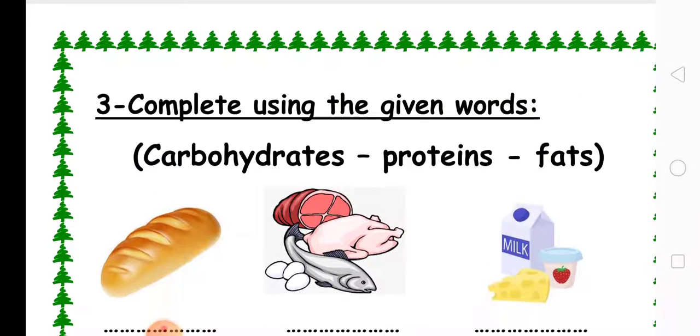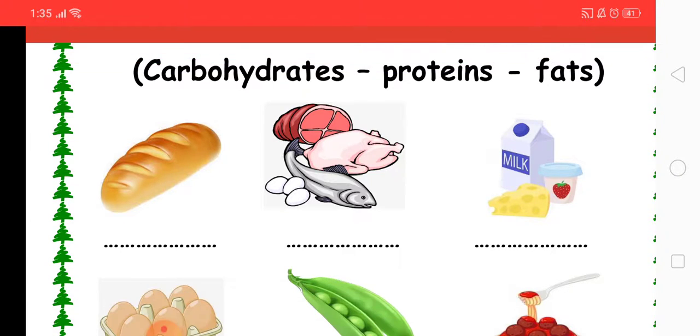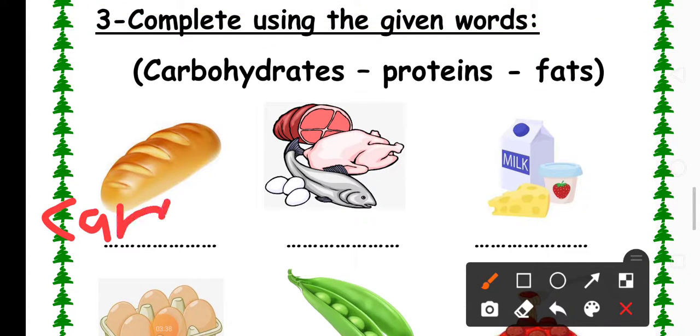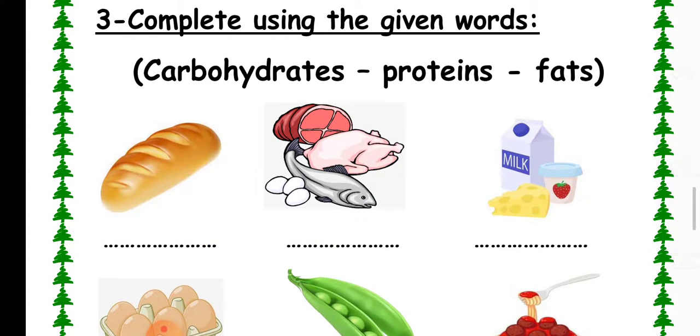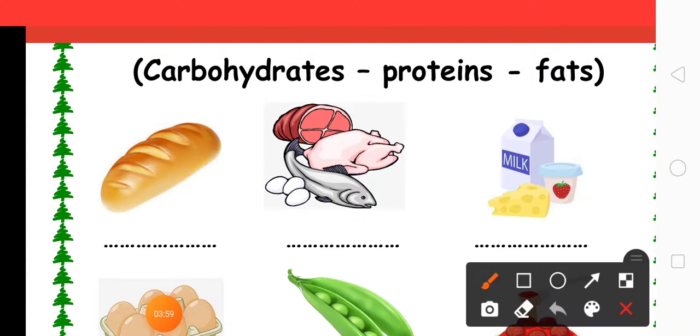Okay, turn the page. Now we will complete by using the given words. We will write carbohydrates, protein, or fats. Okay, Junior 3. Number 1, the bread. Yes, carbohydrates. Okay, so bread, carbohydrates. After that, the fish, meat and chicken are proteins.